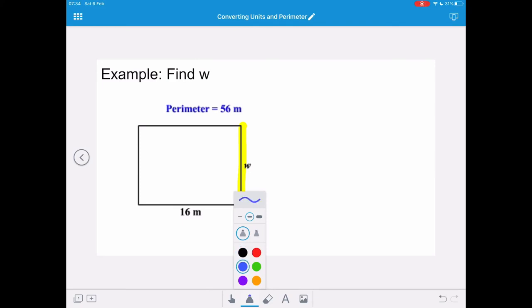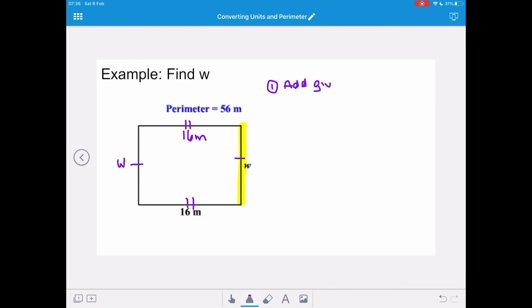Now we need to think about the properties of our rectangle. So we know that a rectangle has two pairs of parallel edges the same length. So we can say that the height on both sides of our rectangle is the same, and the top and the bottom edges are the same. So we can write in our 16 metres for the top edge, and we can write in another w for the other side. So if we were going round our shape, it would be 16 plus w plus 16 plus w.